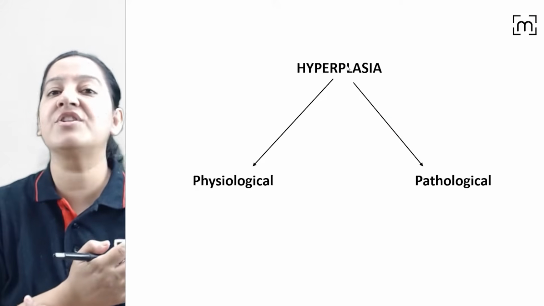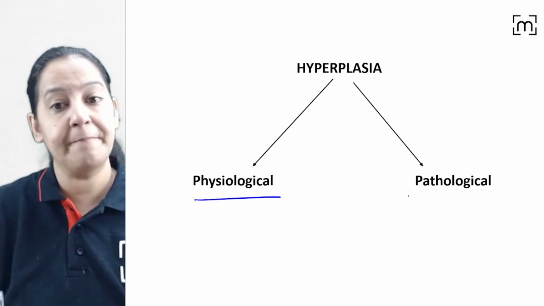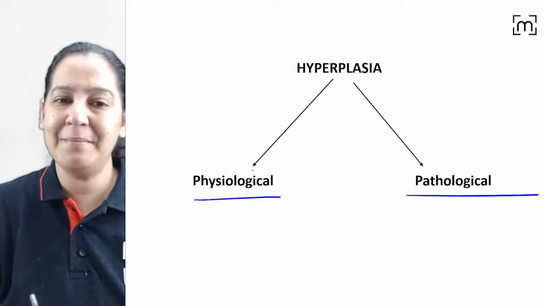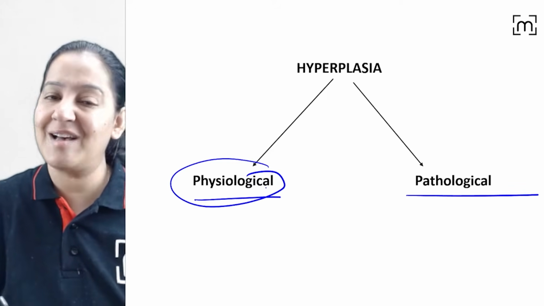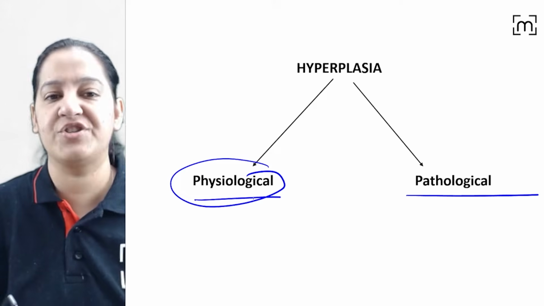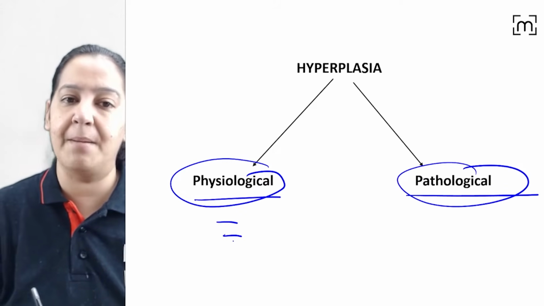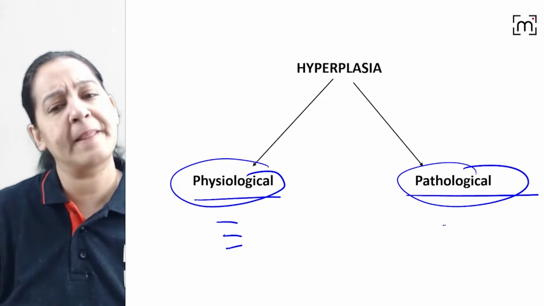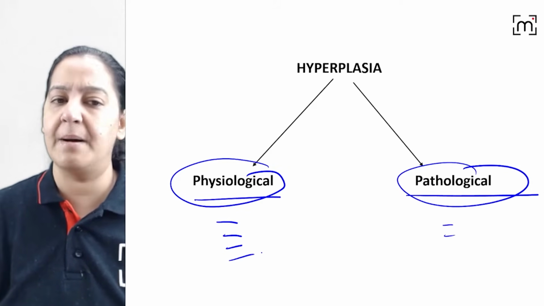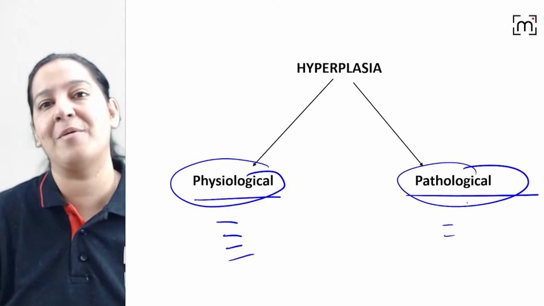The last thing, come on the types along with examples. Hyperplasia is of two types, physiological and pathological. What do you mean by physiological? It is not a disease. Something in the body which is not disease but altered, like pregnancy, menstruation, that is physiological. And pathological is some disease. Tell me 3 or 4 examples of physiological and 2 examples of pathological. Can you tell me? The examples are more important.